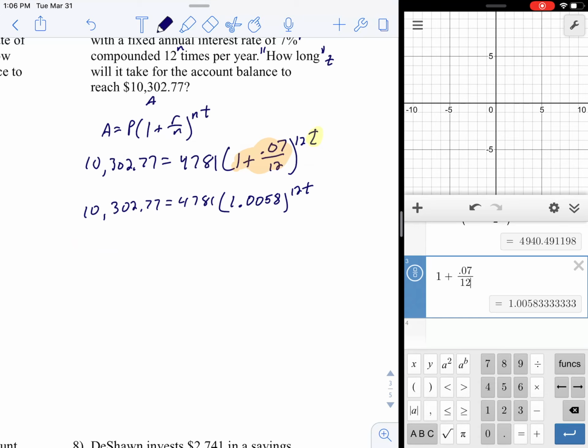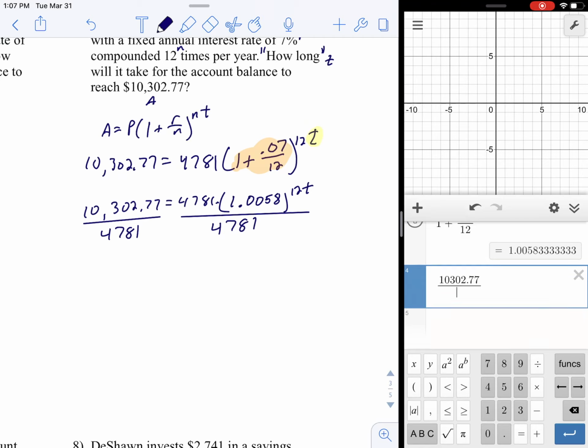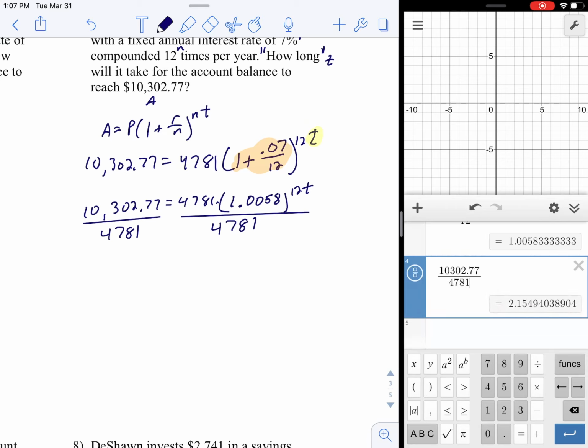Okay, so we need to solve this. This is a lot like yesterday's work. To solve for t, I'm going to divide both sides by 4781. So $10,302.77. Oops, where's my decimal? Divided by 4,781. 2.1549. Again, we're going with 4 decimal places.